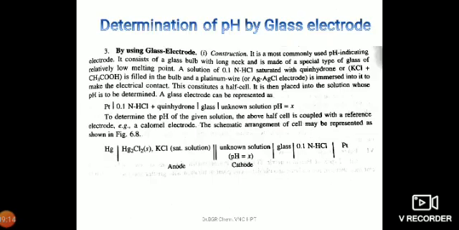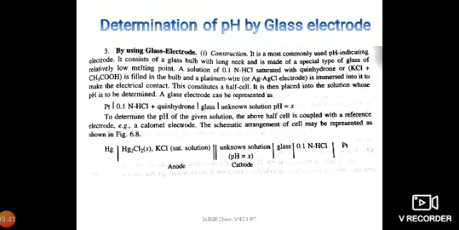Next is the determination of pH by glass electrode. By using a glass electrode also, it is possible for us to determine the pH of an unknown solution. It is also a very simple construction. We have already considered the construction of the glass electrode under reference electrodes, and how it works. The same thing we are going to use to construct a cell by using this glass electrode.